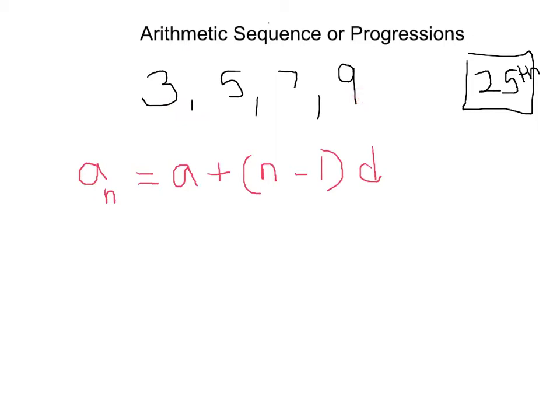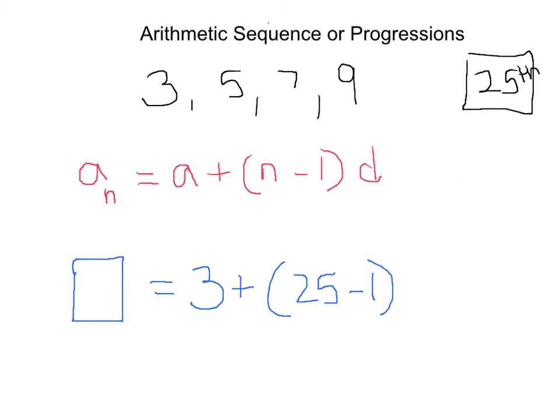So let's use this strand of numbers and input it into our formula, and let's see if we can come up with an answer. So let's just say a sub n is what we're looking for. That's going to be our answer. Our first term is 3, plus the nth term we're looking for is 25, right? 25 minus 1, says the formula, times d. And d is the difference. d is 2. All right.